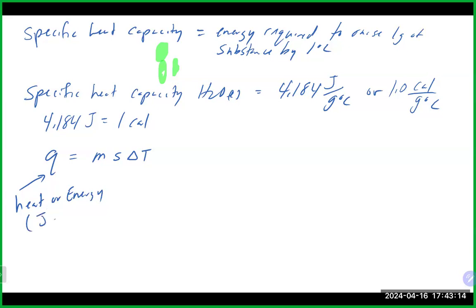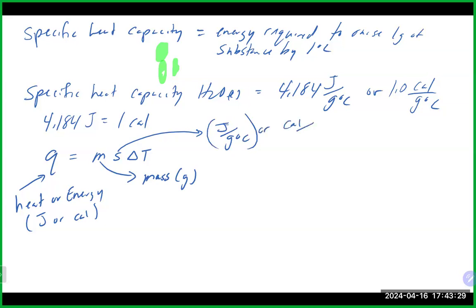And that's usually joules or calories. M is mass, which is usually in grams. S is our, again, specific heat capacity, which is joules per gram per degree Celsius, or calories per gram per degree Celsius. And delta T is usually in degrees Celsius. It's one of the few things that we do leave in degrees Celsius here in chemistry. And that's because our specific heat capacity is also in degrees Celsius.